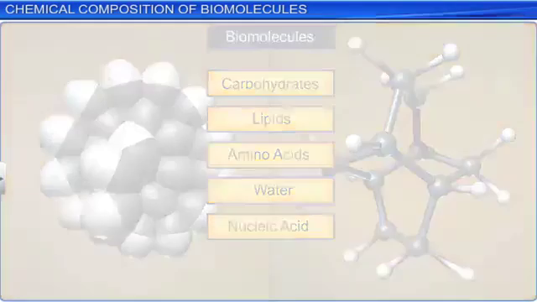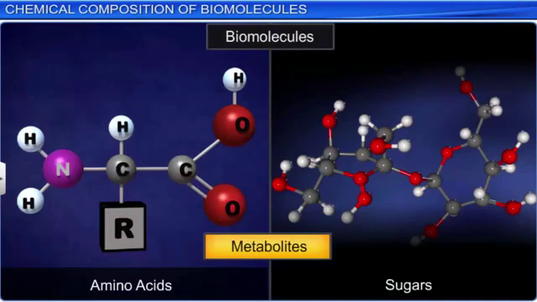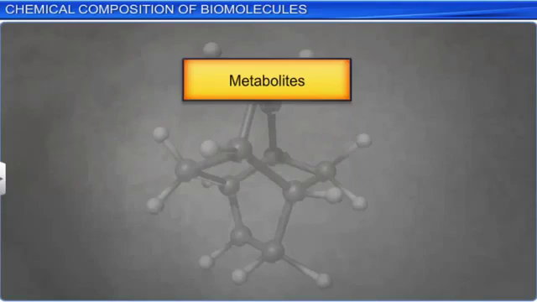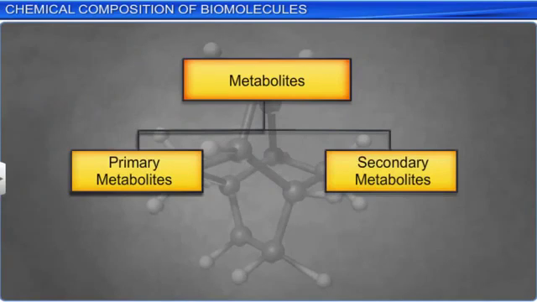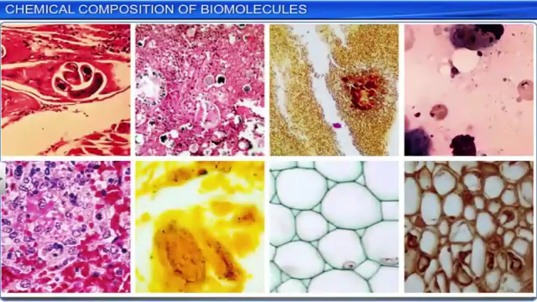Biomolecules such as amino acids and sugars are also known as metabolites because they are intermediates and products of metabolism. They are classified as primary and secondary metabolites. Compounds such as hydrogen, carbon, oxygen, nitrogen, sulfur, and sodium, which are involved in normal growth, development, and reproduction, are called primary metabolites. They are found in animal tissues.